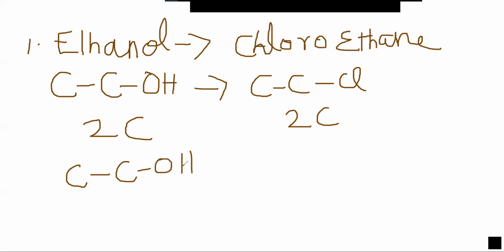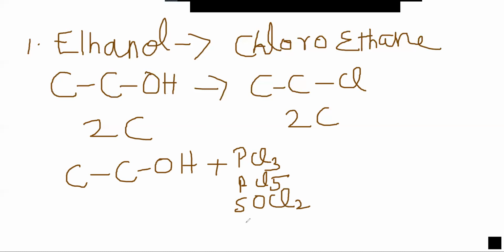That means you have to supply some reagent. That reagent should supply chlorine to alcohol. So the normal chlorinating reagents for alcohol are phosphorus trichloride, phosphorus pentachloride, and SOCl2. These are all chlorinating agents. Even Lucas reagent you can use. Lucas reagent is also a chlorinating agent. Lucas reagent is a combination of concentrated HCl and anhydrous zinc chloride. So this is Lucas reagent. All these reagents will supply chlorine.